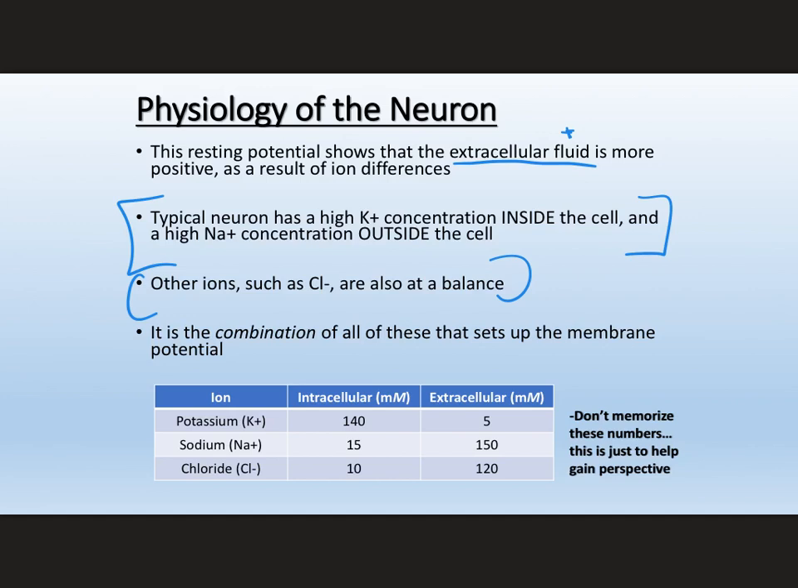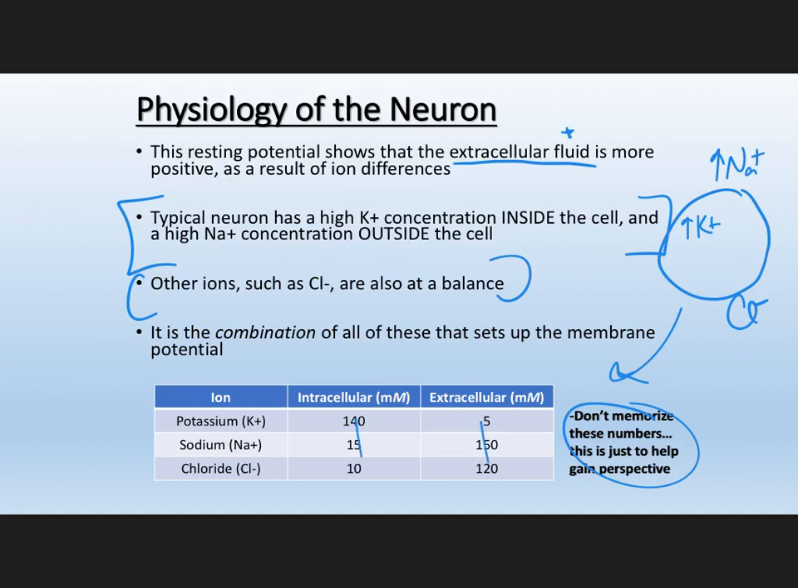A typical neuron has a high potassium ion concentration inside the cell and a high sodium ion concentration outside the cell. So again, if we're looking at a cell, we're usually going to see more K plus inside and more sodium outside. Now, other ions are also going to be around. As you can see here, chloride is a little bit higher outside the cell, extracellular, but you do not need to memorize this stuff at all. Certainly don't memorize these numbers.